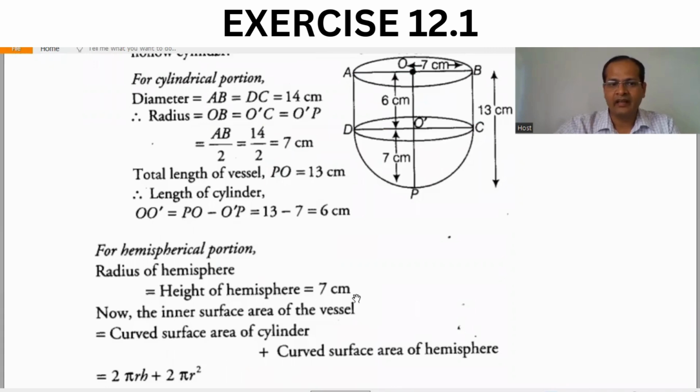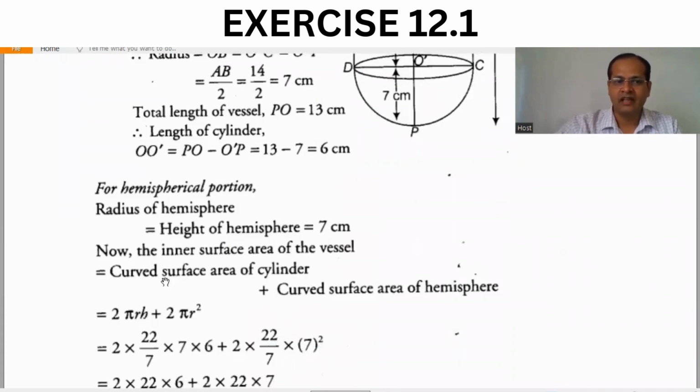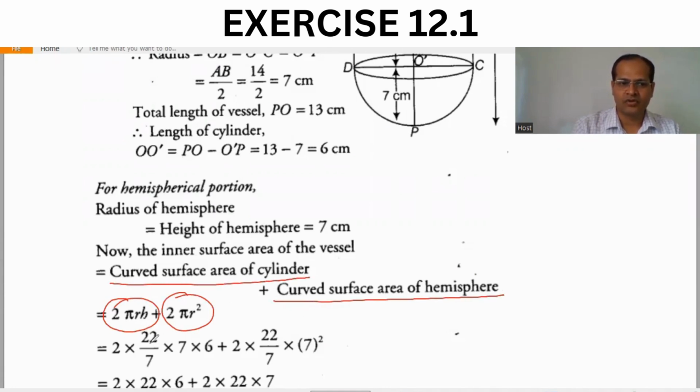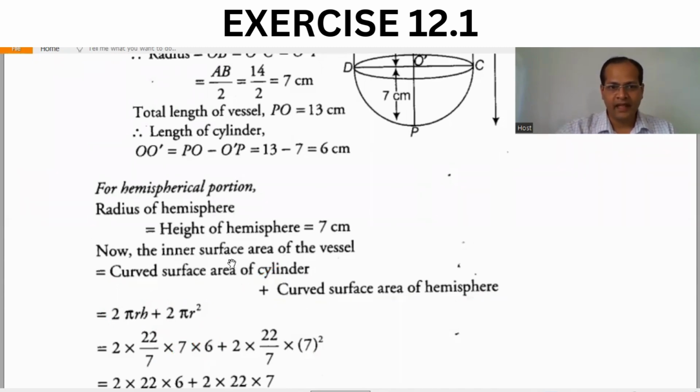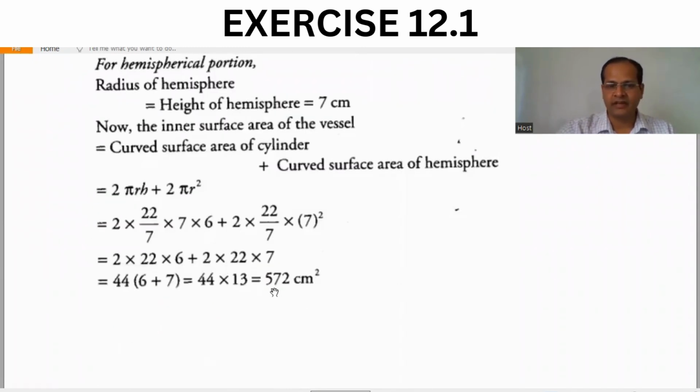The inner surface area of the vessel is the curved surface area of the cylinder plus the curved surface area of the hemisphere. So we know the formulas: 2πrh and 2πr². We just have to substitute the values: 2 into 22 by 7, r value is 7, into h value is 6. This is for the cylinder. And 2πr², with the radius given as 7. After calculation we got the total inner surface area of the vessel, that is 572 centimeter square.